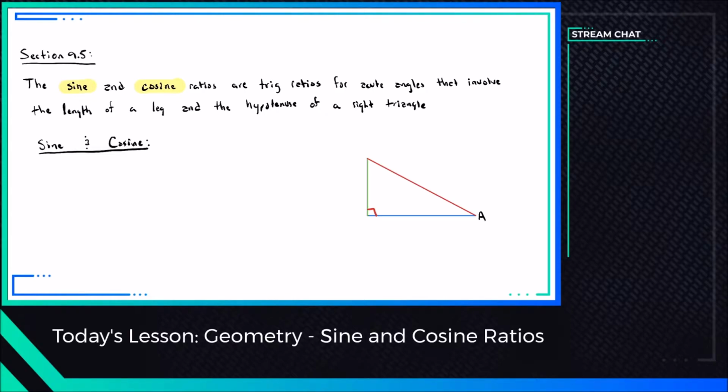All right, so there's A, there's B, and there's C. We have our hypotenuse right here. And then let's take a look particularly at angle A here. If we look just at angle A, this green leg is going to be the leg that is opposite of angle A. And this blue leg is going to be the leg that is adjacent to angle A.